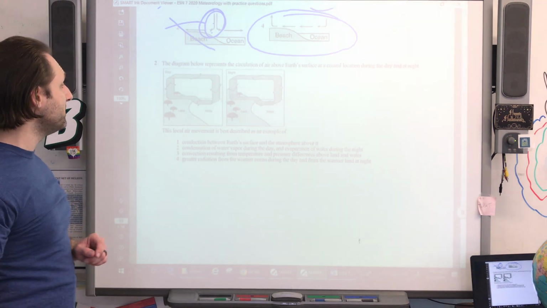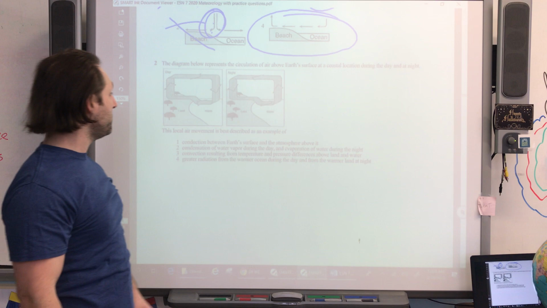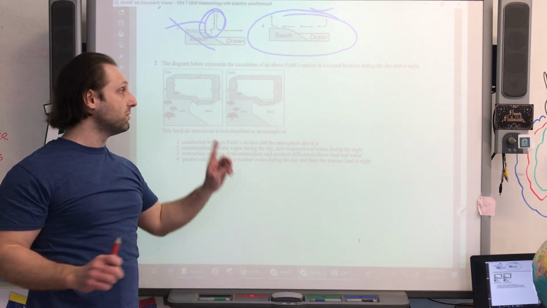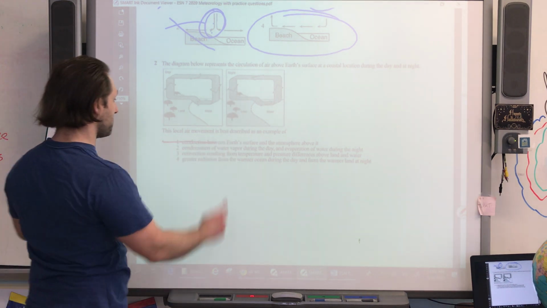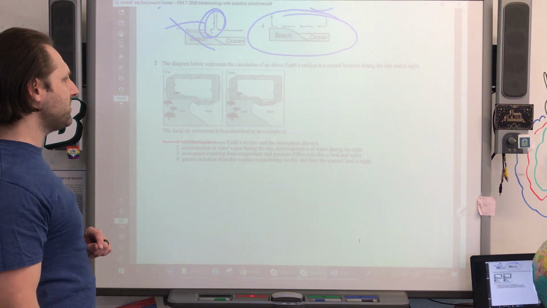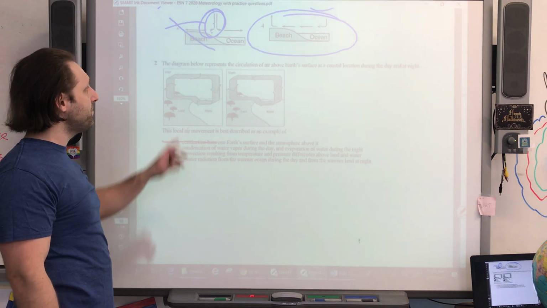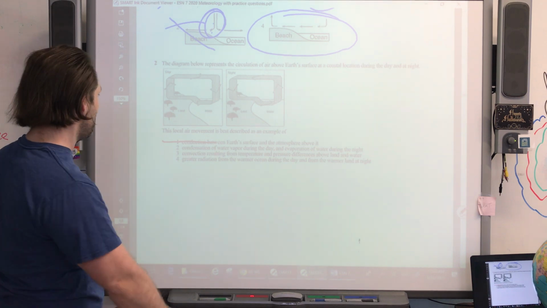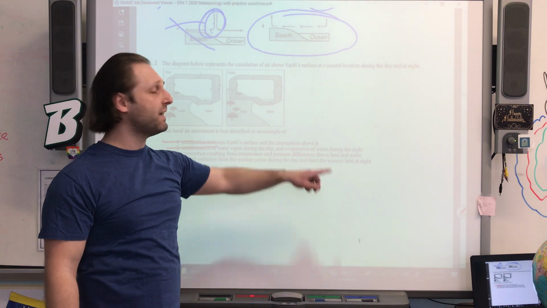So the local air movement is best described as an example of 1, conduction between Earth's surface and the atmosphere above it. It's not conduction, we're dealing with fluids that are being heated up above. So no, that doesn't work. 2, condensation of water vapor during the day and evaporation of water during the night. Those things may be happening, but these arrows are not specifically for that purpose. So that's out. 3, convection resulting from temperature and pressure differences above land and water.